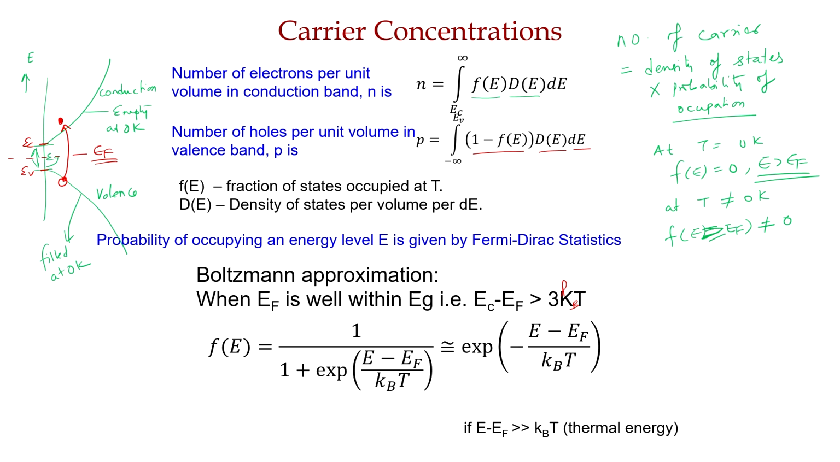So, basically these two equations give me the number of electrons per unit volume in the conduction band, and the following equation gives me the number of holes per unit volume in the valence band. The probability of occupying an energy level is given by Fermi-Dirac statistics, and that is how we simplify this whole thing.